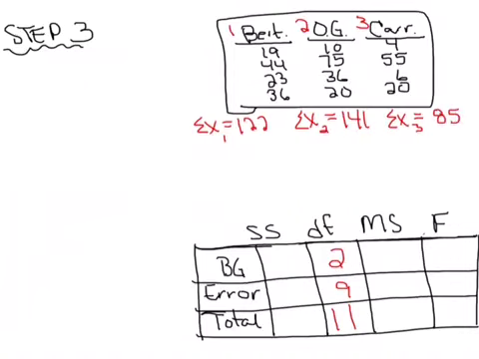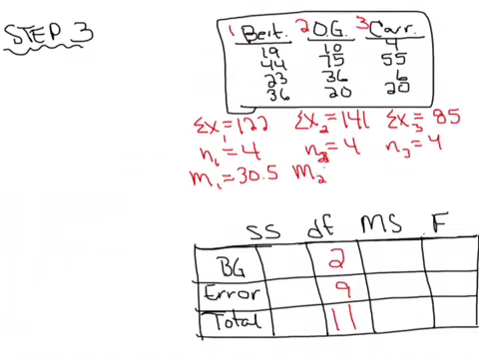Okay, so we have those. Now we can immediately get our means, right? Because we have an n for group 1 of 4, group 2 equals 4, and group 3 equals 4, so we can get our means. The mean for group 1 is 122 divided by 4, which is 30.5. The mean for group 2 is 141 divided by 4, which is 35.25.